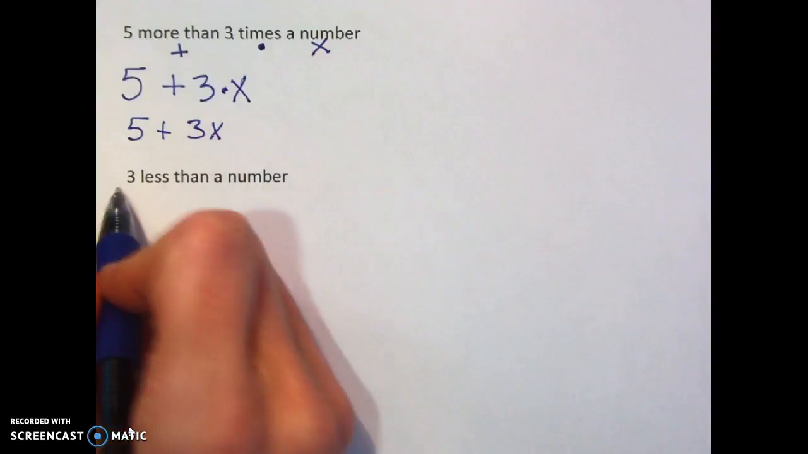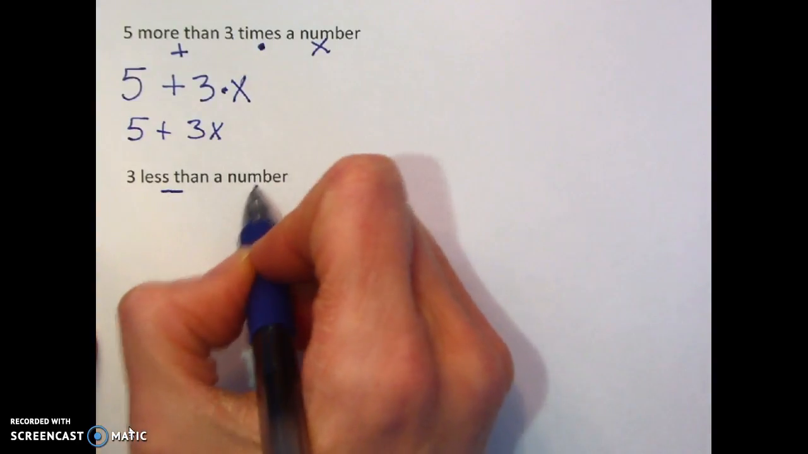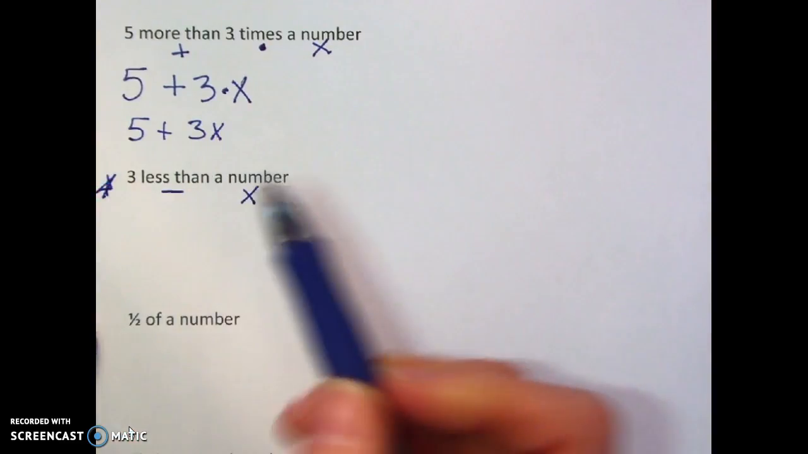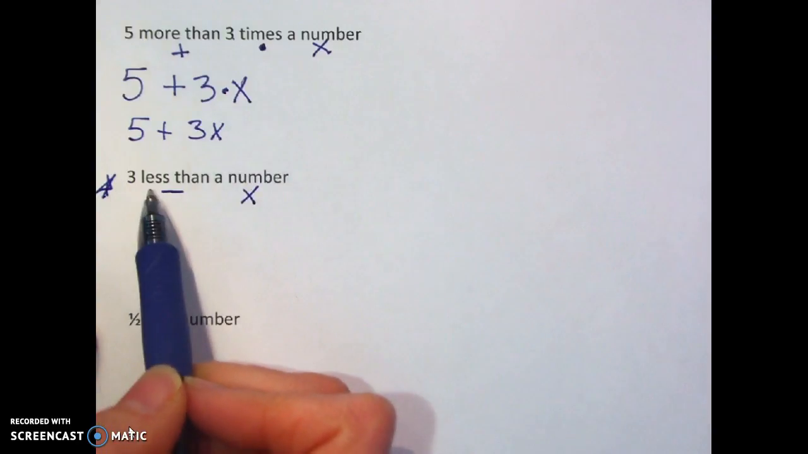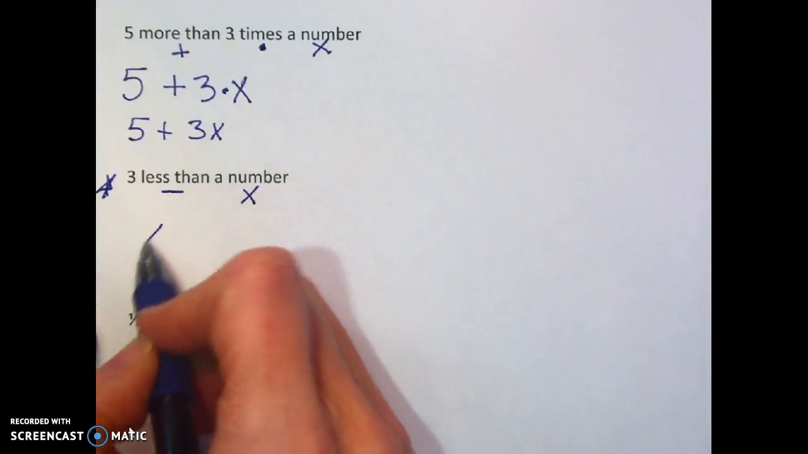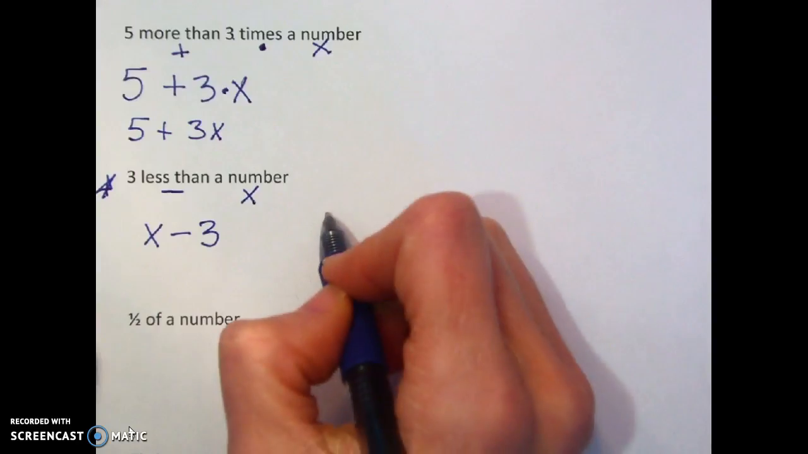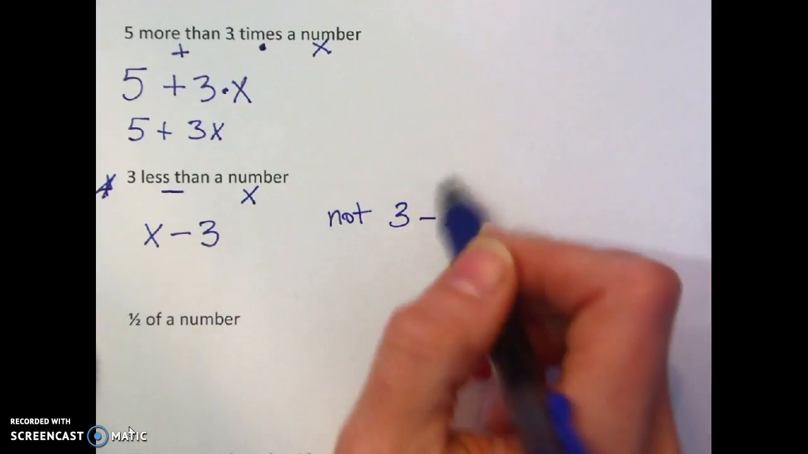Here's the next one. 3 less than a number. Less than means subtraction. A number is our x. Here's kind of a tricky one though, because less than means we are taking the stuff at the beginning and subtracting it away from the thing at the end. So I want to switch this around to x minus 3, not 3 minus x. 3 minus x will not work.